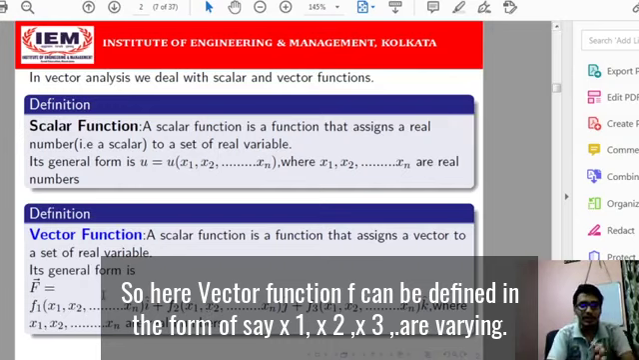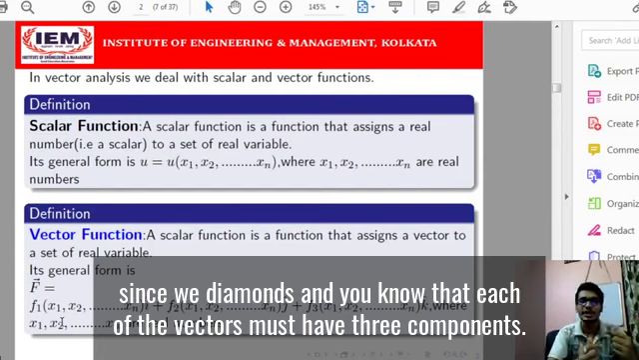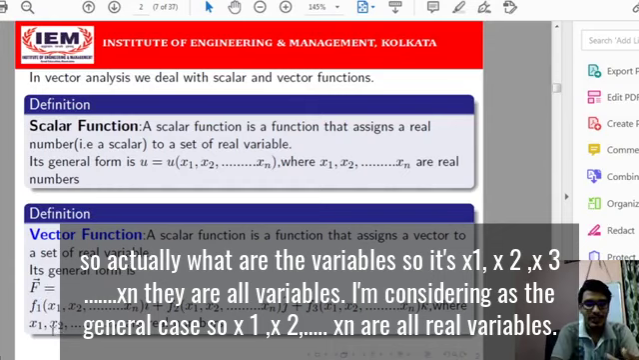Here a vector function f can be defined with x1, x2, x3 varying. If we are considering the vector in three-dimensional space, each vector must have three components. The component parallel to the x-axis is f1, the component parallel to the y-axis is f2, and the component parallel to the z-axis is f3. So what are the variables?